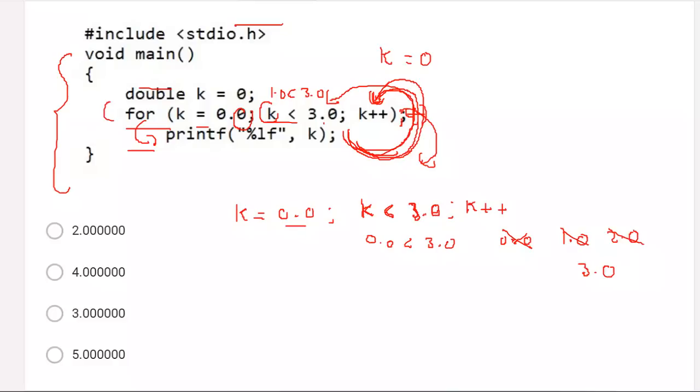After coming out of the for loop, what is the first next statement? So here printf %lf, that means you are printing long double. Here you are printing the value of k. So when you are coming out of the loop, what is the present value of k? It is 3.0. So now you are printing in the form of lf, so it will be 3.00000. So this will be the answer for this question.